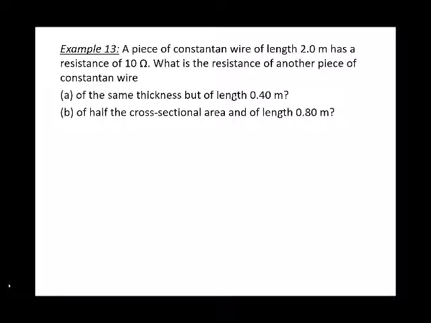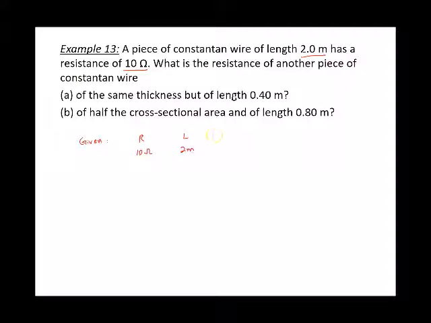Example number 13: a piece of constantan wire. Constantan is just a type of material, of length 2 meters, has a resistance of 10 ohm. What is the resistance of another piece of constantan wire? Normally for this question, I will put all the information that I know first. Given in the question, the resistance is 10 ohms, and the length is 2 meters.